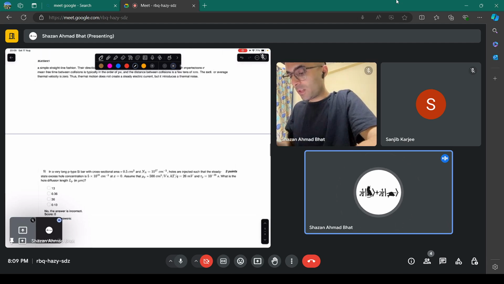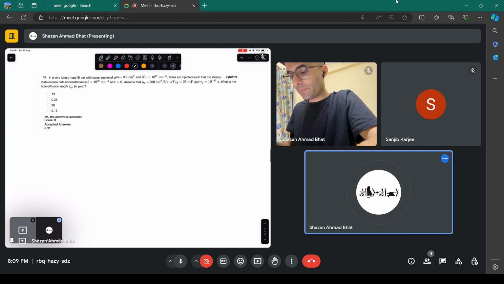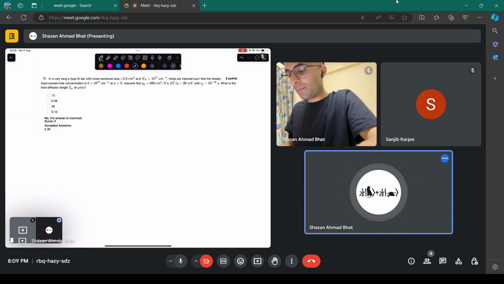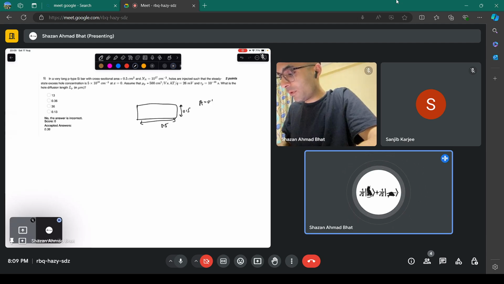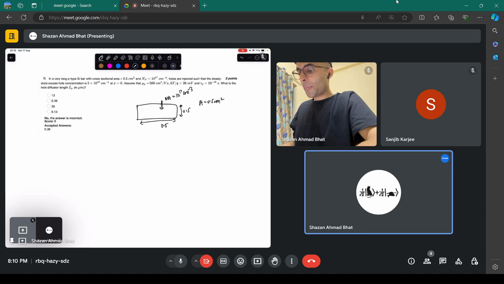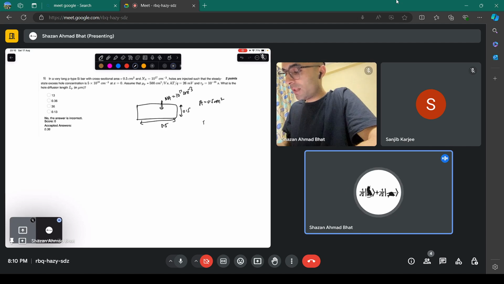And now, moving to question number 5. Let's say you have a very long silicon bar, and the area of cross section is 0.5 by 0.5, that means the area of cross section is 0.5 cm². You have doped it with Na, which is 10^17 per cm³, and there are excess holes present. The excess hole concentration is 5 × 10^16 per cm³ at x = 0, this position.